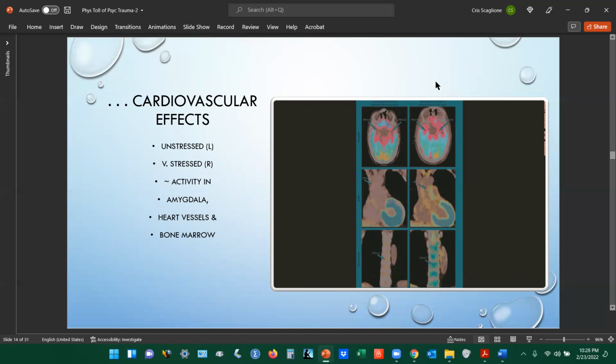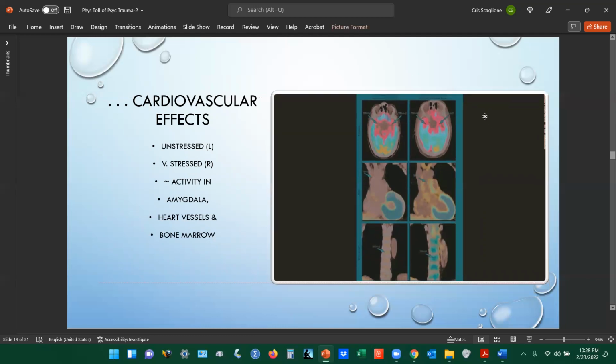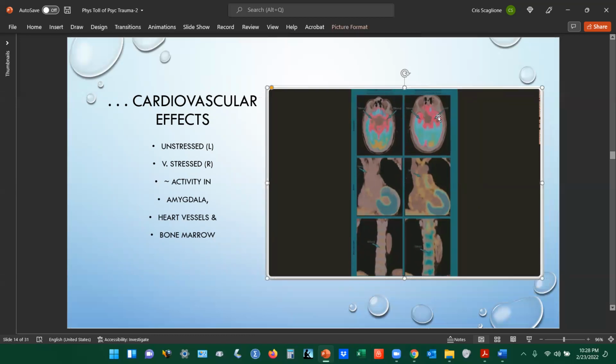Now, when the person is highly stressed, you have increased activity in our heart. We also have increased activity in our bone marrow, because that's where we produce immunological cells, especially white blood cells. And we also have increased activity in something called the amygdala. And actually, I think I messed up this slide. I think the stressed person is actually on the left as opposed to on the right, because there ain't a whole lot of activity going on in the amygdala here on the right.